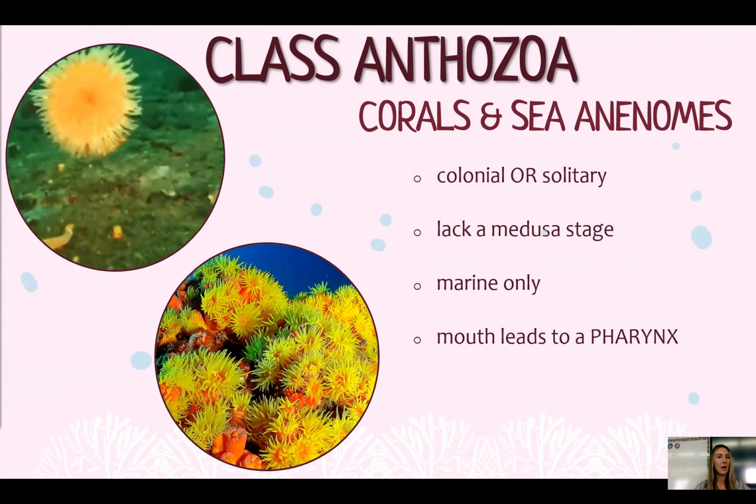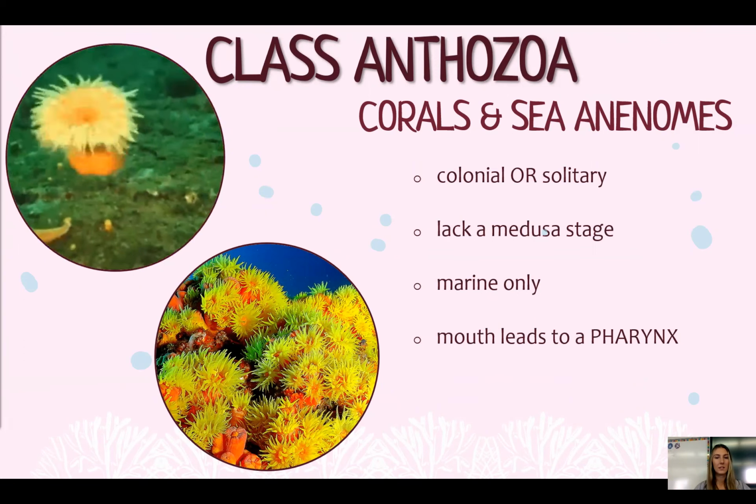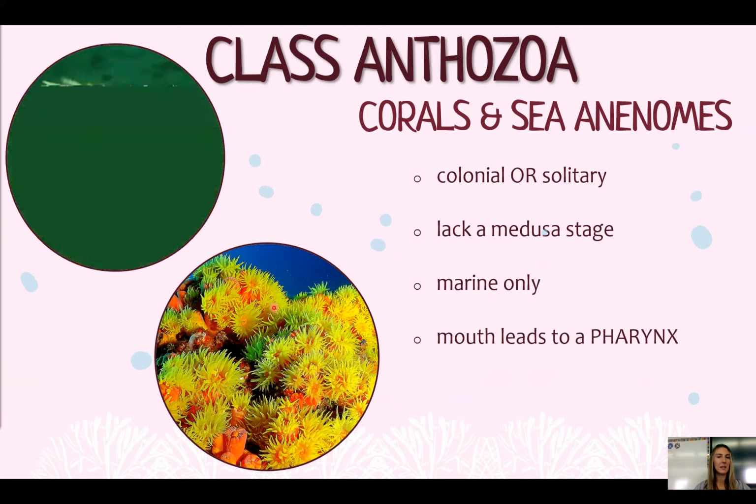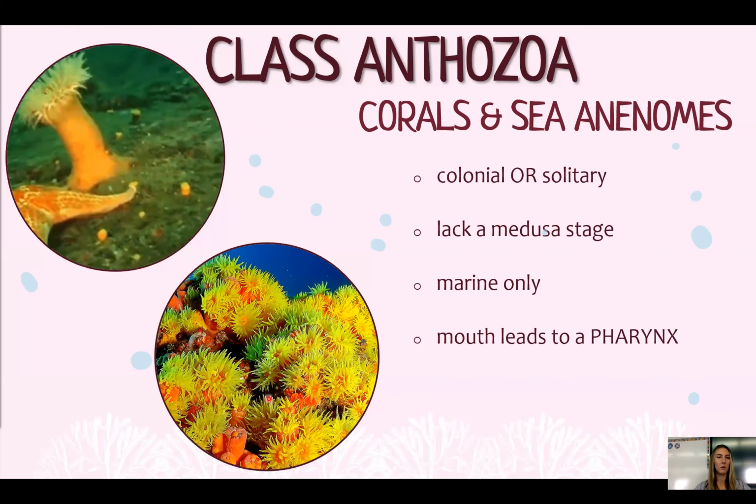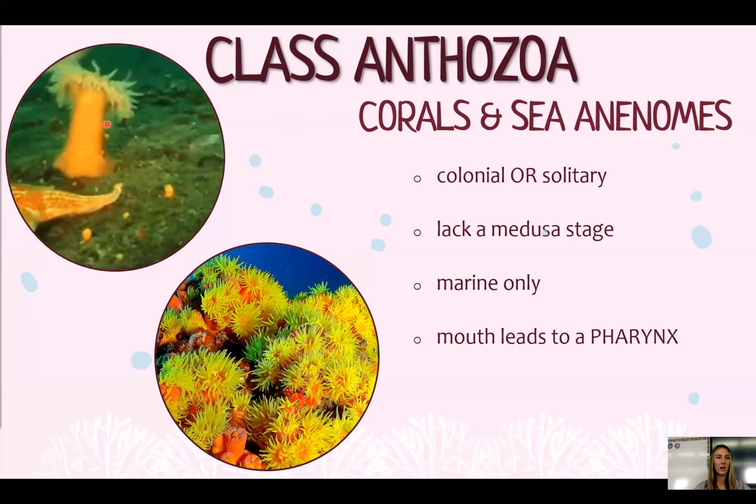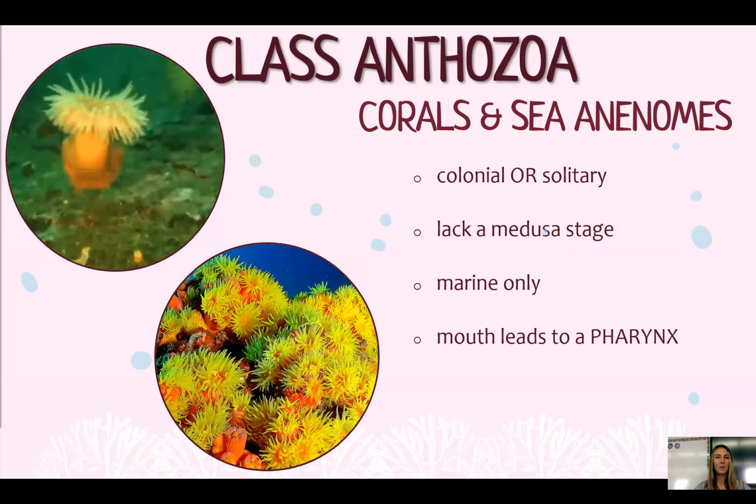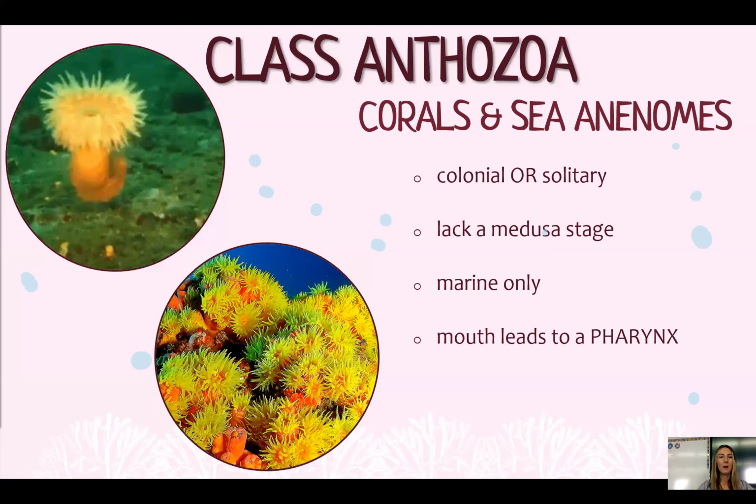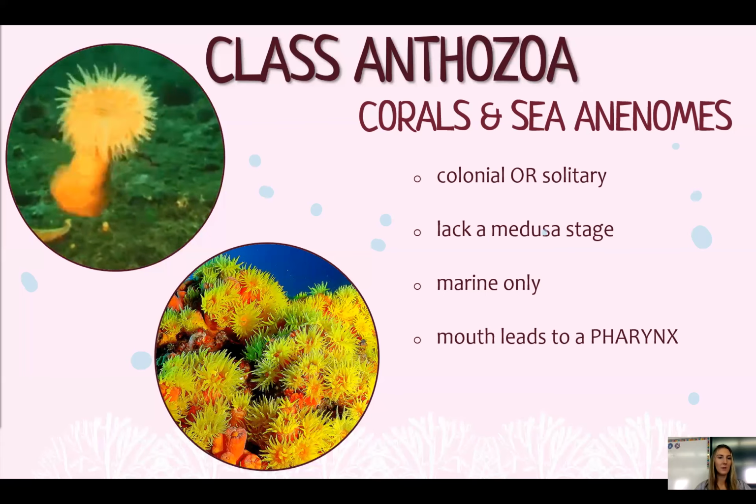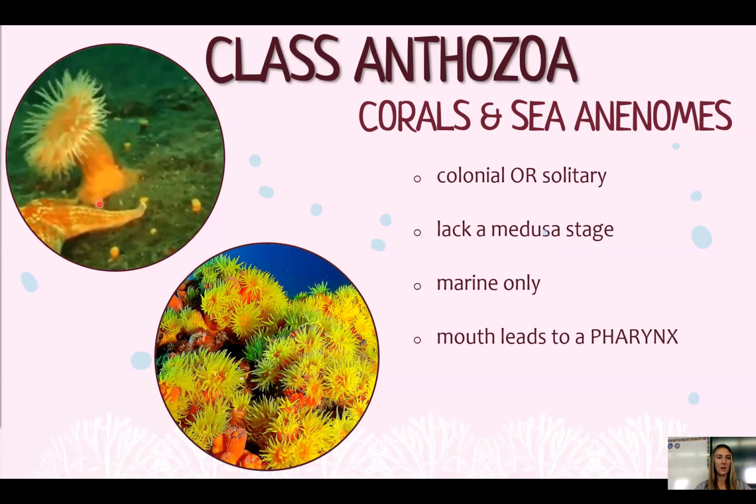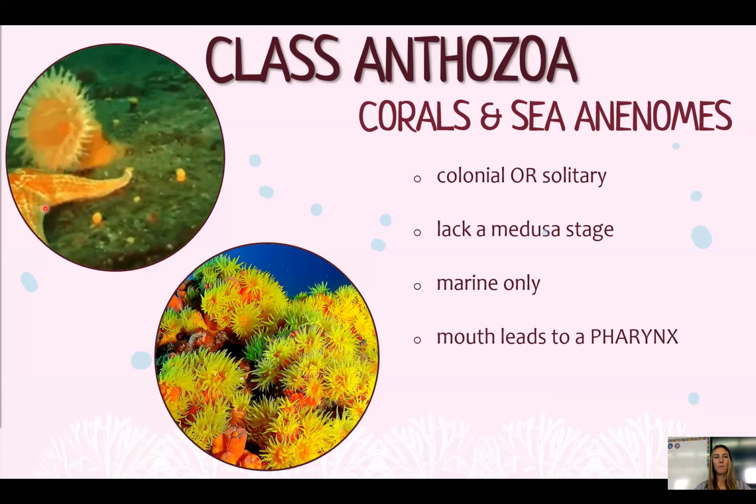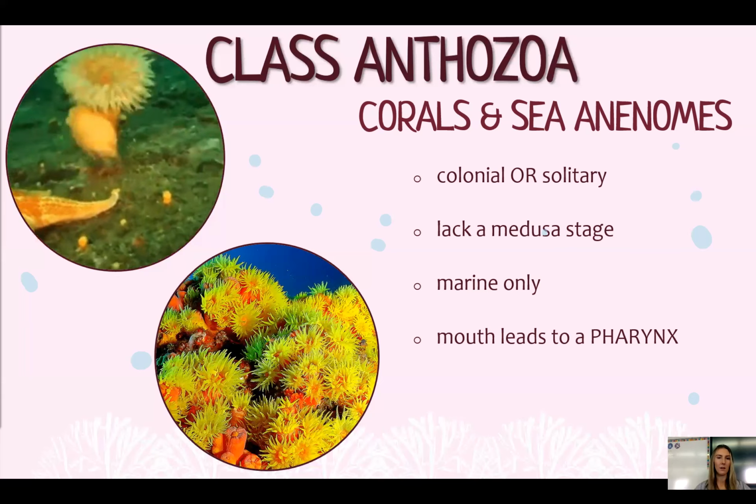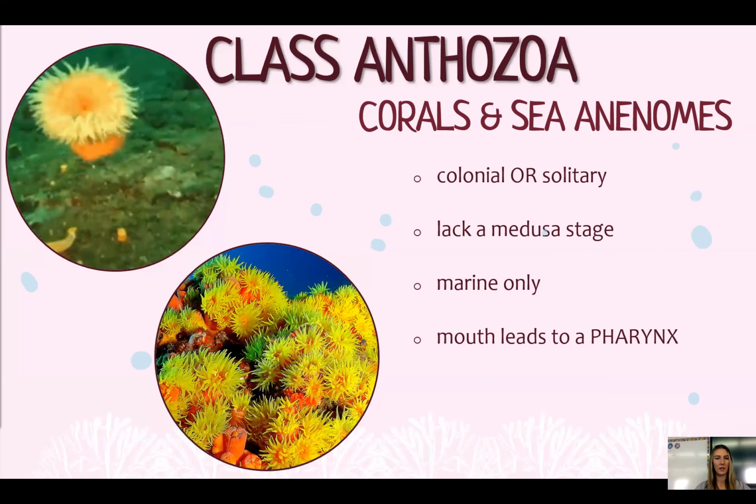There are corals and sea anemones, and we see sea anemones right here. They are going to come in either colonial, so a lot together, or solitary. They lack a medusa stage, and they are only found in marine waters. And then we see in this animation right here, we have our polyp that is detaching itself because starfish are actually predators of sea anemones. So that sea anemone is trying to get away.